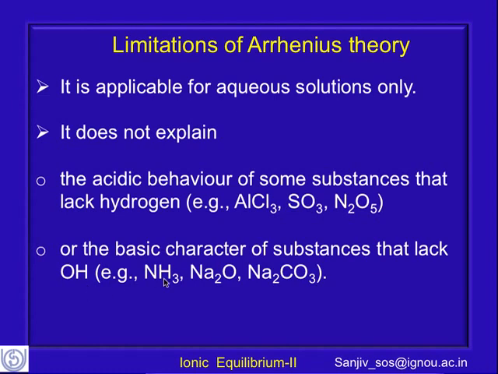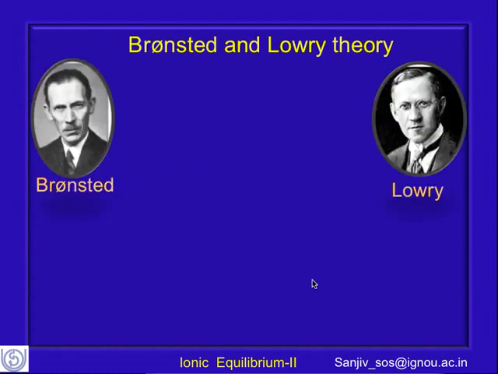So how do we explain that? How do we explain the basicity of ammonia or sodium oxide or maybe even sodium carbonate? So these are certain limitations of Arrhenius theory, and that leads us to the new theory, the theory which came thereafter, and that is called the Bronsted and Lowry theory. Bronsted and Lowry actually worked on one of the limitations of Arrhenius theory.